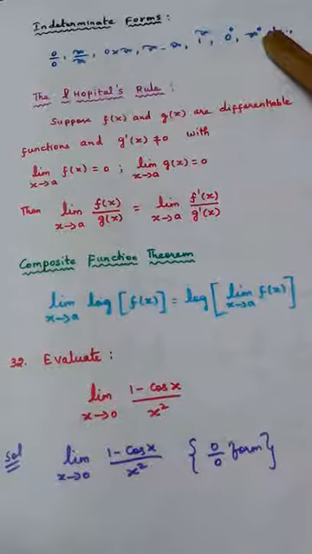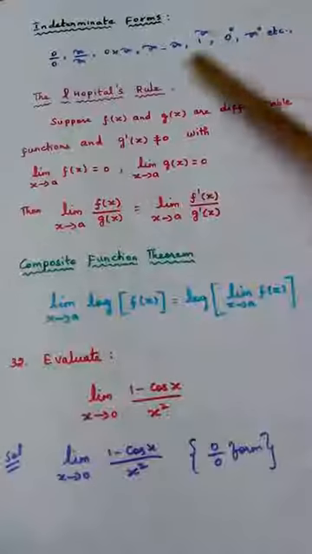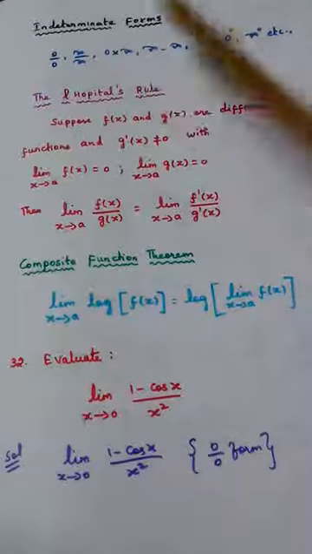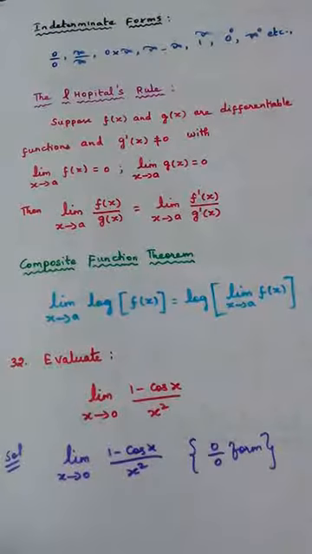All these things we will struggle to find the exact value, right? We cannot exactly say what the value is. So that type of form is called an indeterminate form. We cannot determine the exact value, so it is called an indeterminate form.